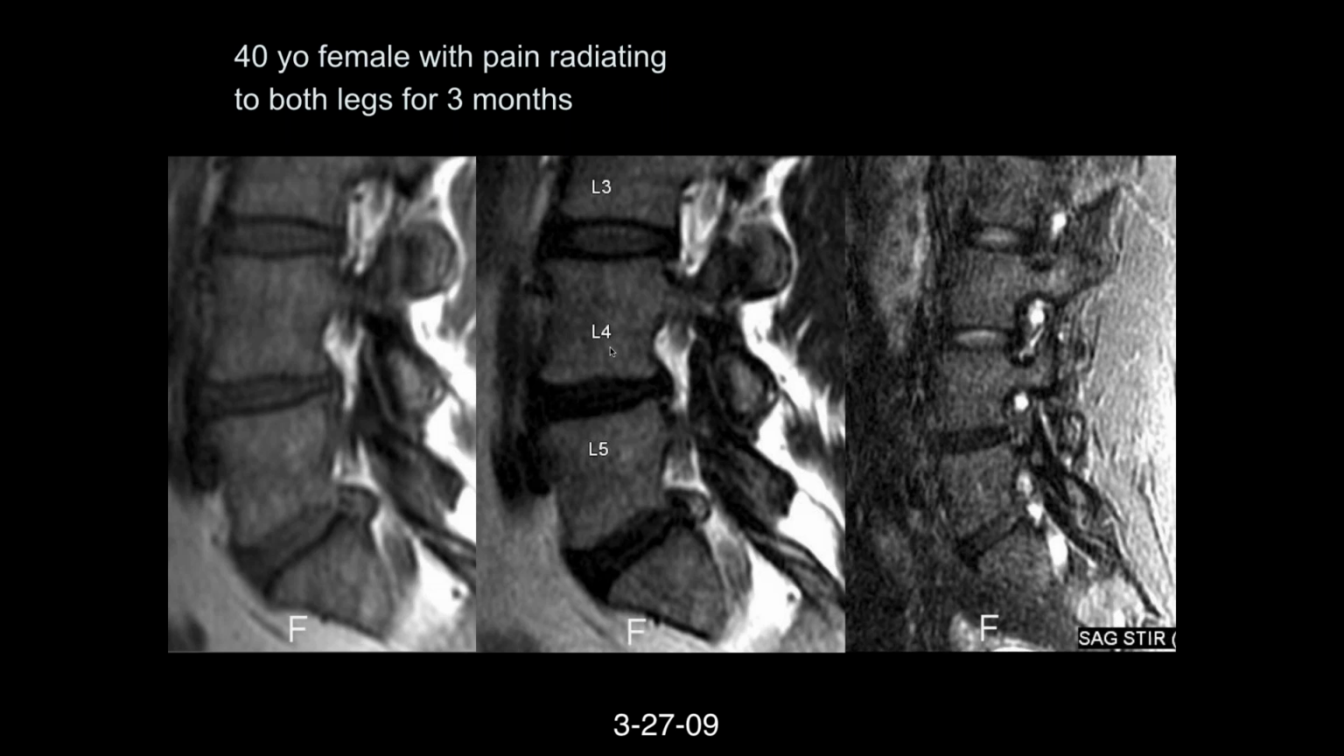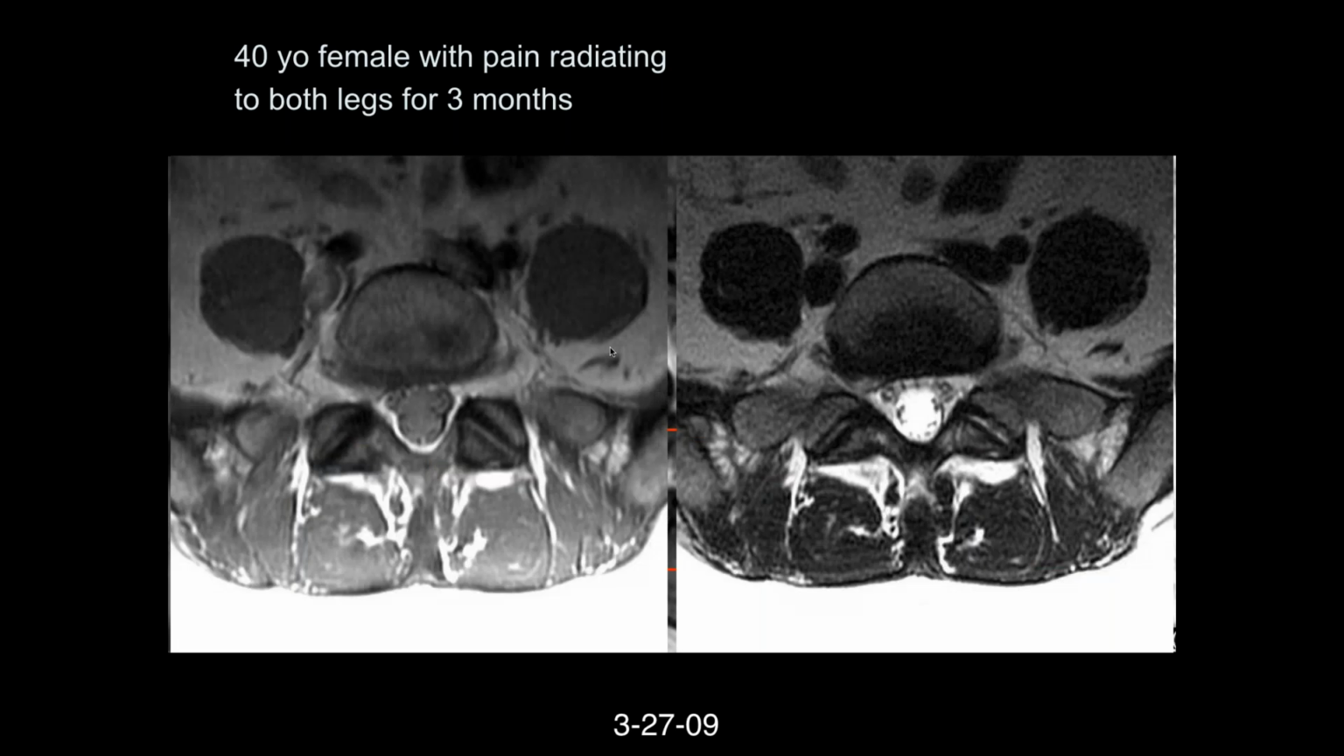Okay, so 40 years old female with pain radiating to both legs for 3 months. So seems like there is a large disc foraminal extrusion, L5-S1, compressing the nerve. Yeah. So, yep, right, foraminal extrusion.